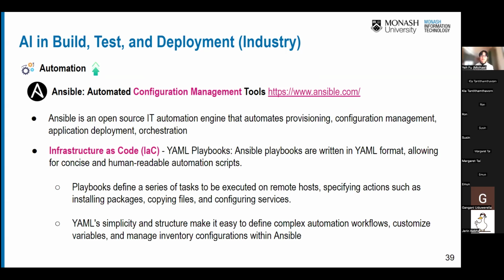So what's infrastructure as code? It's called YAML playbooks inside Ansible, but essentially it's just a YAML file. Because in your system, you're going to have many configurations, right? If you can pack those configurations into a human readable file, that's what infrastructure as code does. And these playbooks define a series of tasks to be executed on remote hosts, specifying actions such as how we install a package, copy files, and configure the services. Its simplicity makes it easy to define complex automation workflows.